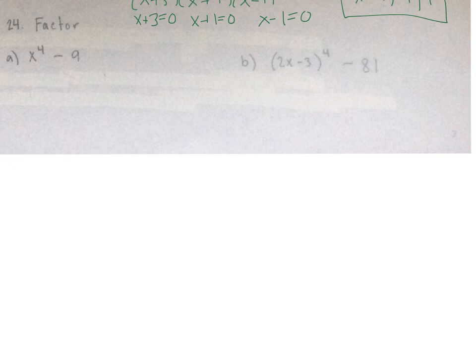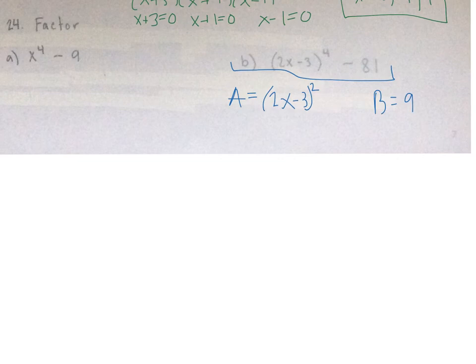All right, this last question here will be an example of an extra credit type question. So we have 2x minus 3 all to the 4th minus 81. If you use the a squared minus b squared, we would have here that our a would have to be 2x minus 3 to the 2nd power, and our b would be 9.